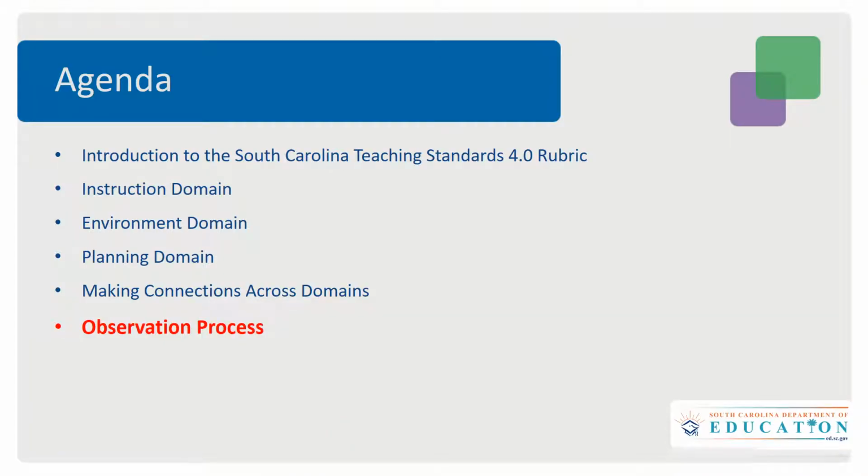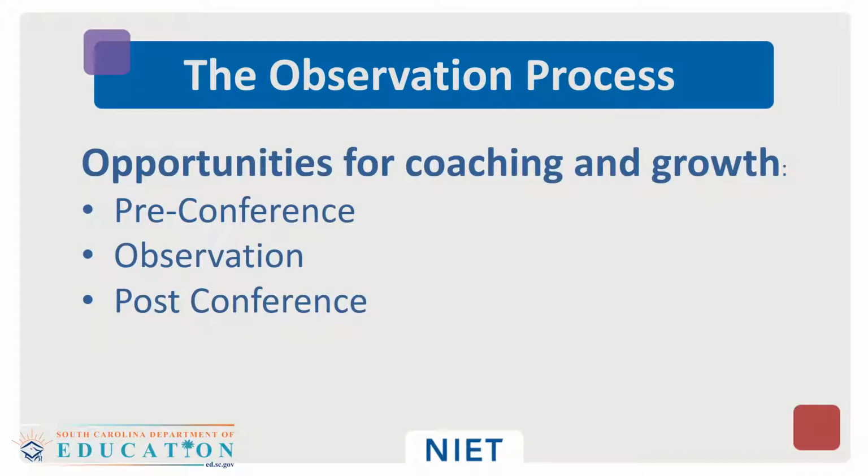Now that we've made connections across the instruction, environment, and planning domains, let's spend some time reviewing the observation process in South Carolina. In South Carolina, teachers will receive both announced and unannounced observations. All announced observations will follow the POP cycle, which means there is a pre-conference, observation, and then a post-conference. You will receive additional information about the frequency of these observations and timeline from your college or university supervisor or your school or district administrator.